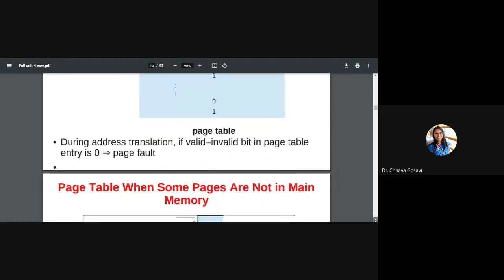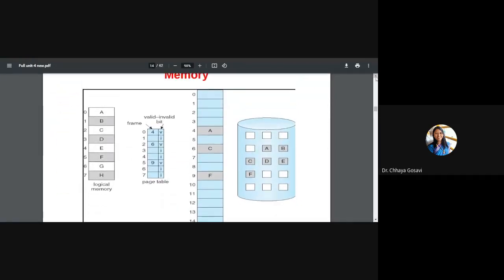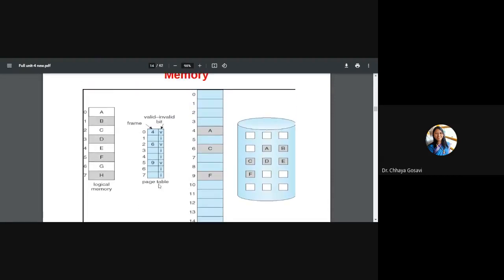We talked about the valid-invalid bit. I had explained this diagram to you. These slides are from Galvin only. You can find this in Galvin chapter number 7 or 8, I think chapter number 8. So this is a process which has 8 pages, and we have 16 frames of physical memory, and the page table size is also 8 entries. And there are only 3 pages in main memory: A, C and F.